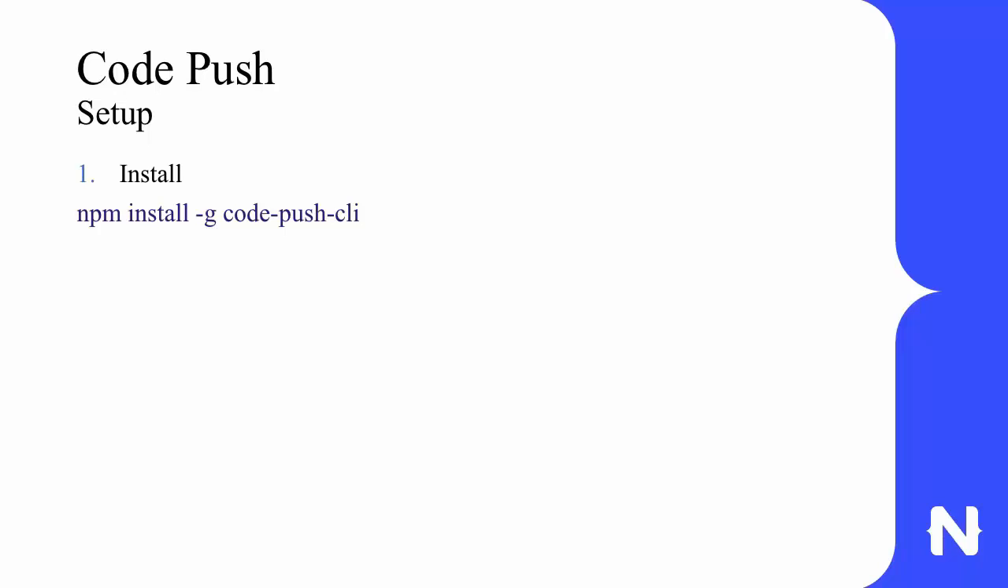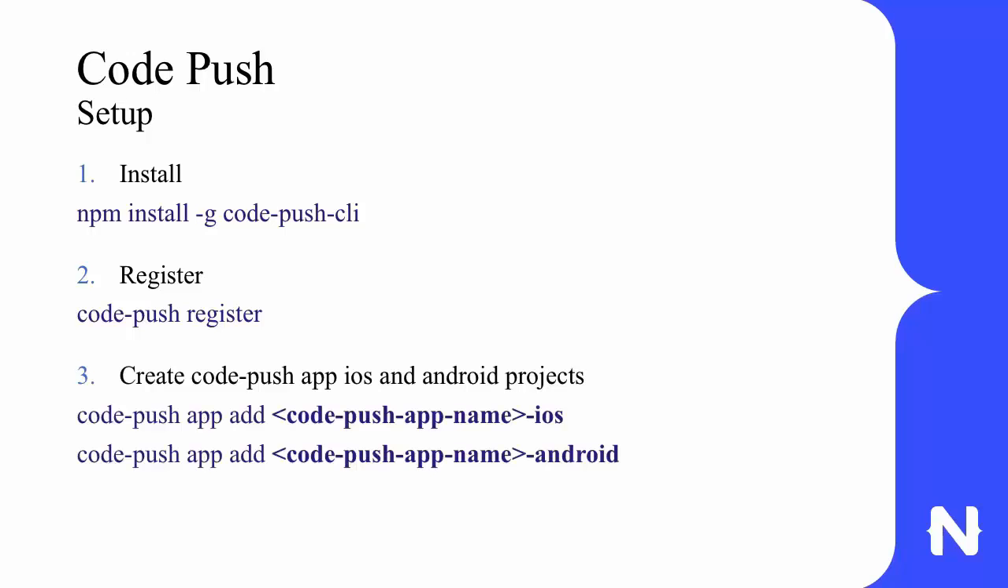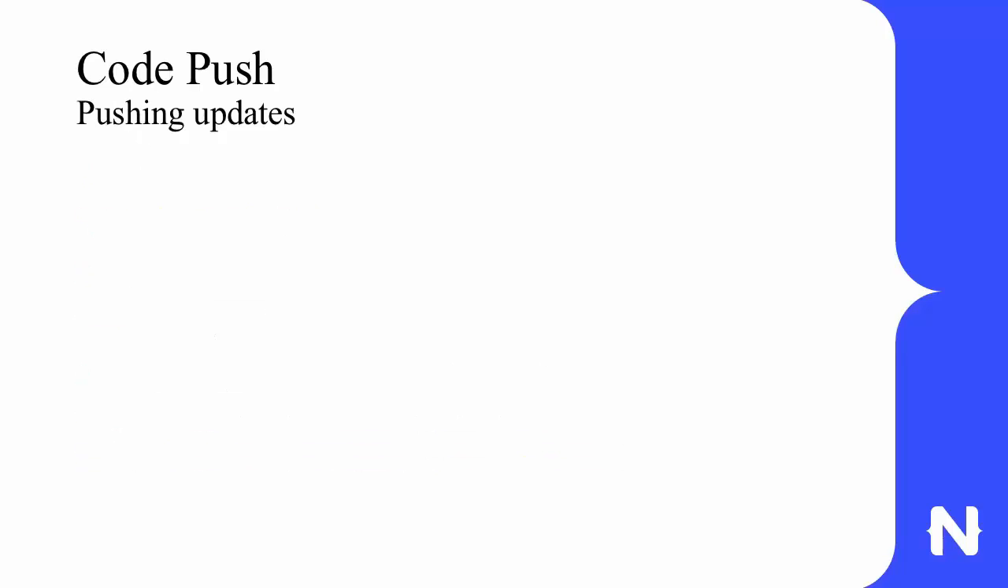So just run an npm install for Code Push CLI. Then you have to register a user. So just run this command, and then you can actually start creating yourself a project. So if you want to use it with NativeScript, what you should do is just run a Code Push app add and create one for iOS and another for Android, so that we would have two separate repos for that. And that's pretty much the setup we need to do on the Code Push side.